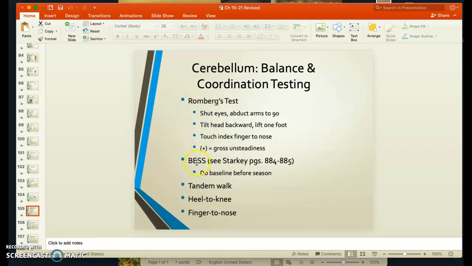The BESS test stands for Balance Error Scoring System. That's more of a formalized balance test that we use. And then here are some other positions that you can have them try out to check that balance.